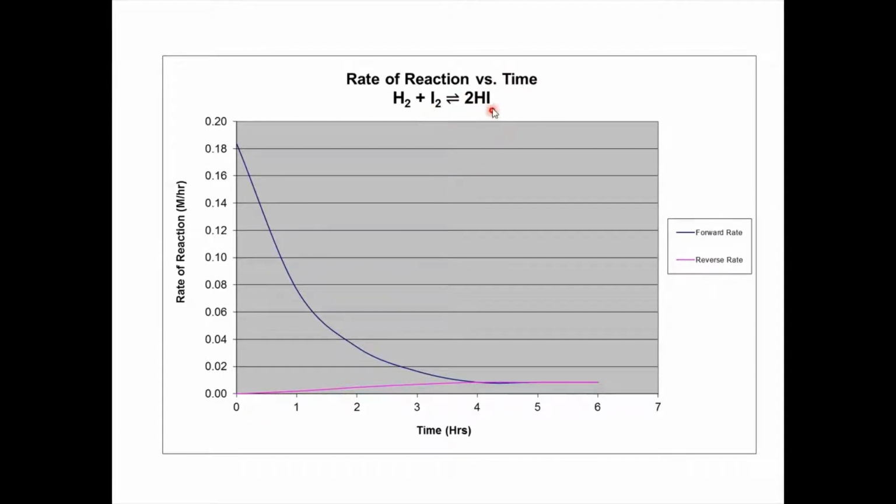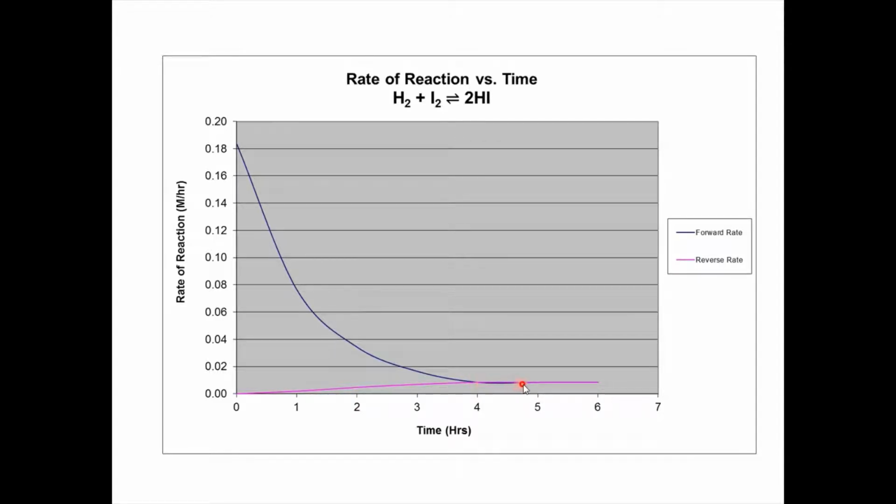As we start making HI, the reverse reaction starts going in the opposite direction. And it might be going slowly at first because the concentration is so small. So it starts going up and up and up. Eventually, there's going to be a point, and it's not necessarily right in between. It could be closer to 0. It could be closer to the initial rate of the forward reaction. We don't know. It really depends on the nature of the reaction. But eventually, those two lines are going to meet somewhere. So here, if you look on the x-axis, the time is measured in hours. After 4 hours of this reaction, the two rates meet.